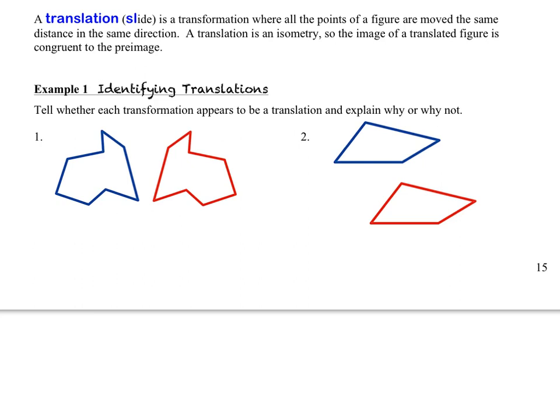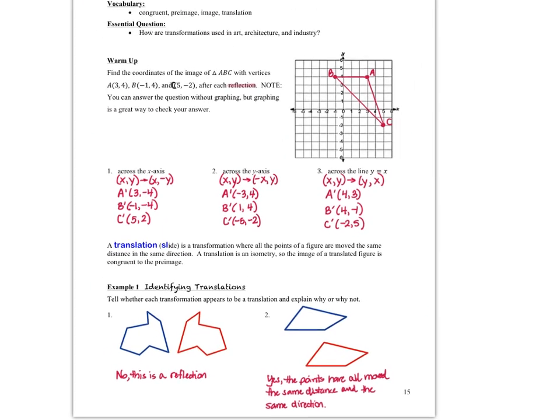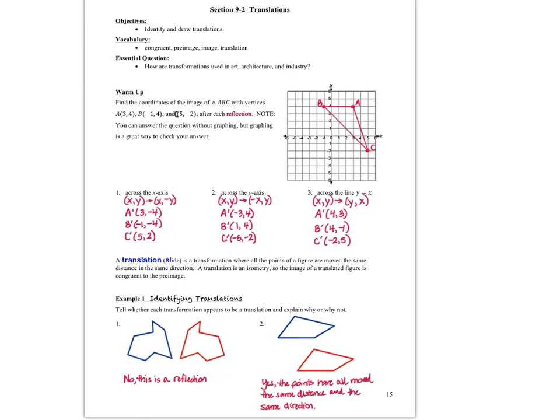In example 1, we want to see if these figures demonstrate a translation or not. With the first one, we see that it looks like a reflection, like a mirror image. So this one is definitely not a translation. In the second figure, number 2, we have the same figure. It looks exactly the same size, same shape, same orientation, but it has been moved. So yes, this one is a translation. So we've written yes or no along with the explanation that we were asked to include. And on the next page, we're going to see some mapping rules for translations.